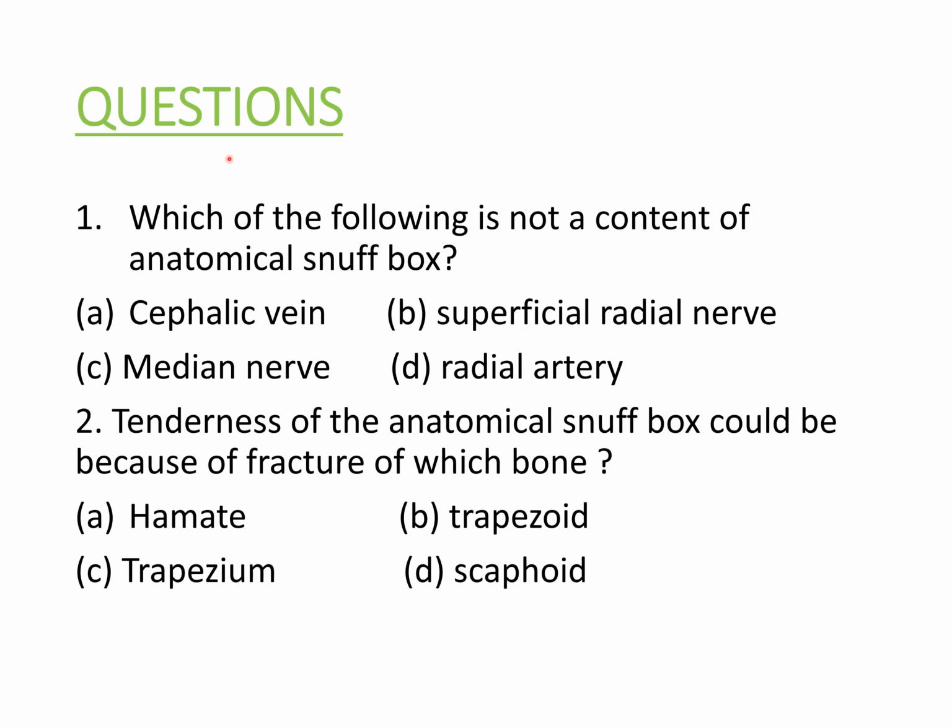So questions: which one of the following is not a content of the anatomical snuff box? We have cephalic vein, superficial radial nerve, median nerve, radial artery. So which one of the following do you think is not a content of the anatomical snuff box? Question number 2. Tenderness of the anatomical snuff box could be because of fracture of which bone? Hamate, trapezoid, trapezium, scaphoid. So what are your answers?